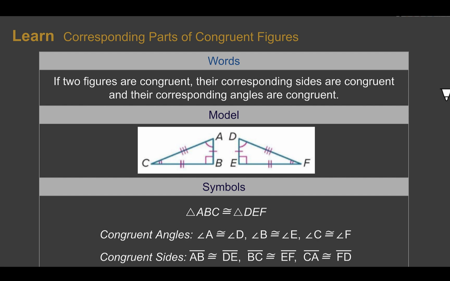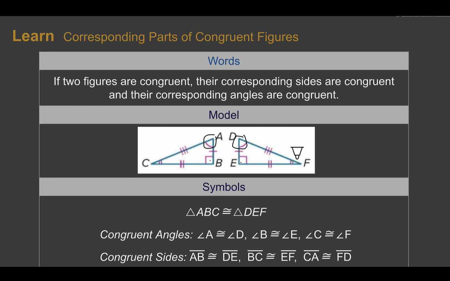Our key concept then is congruence. If 2 figures are congruent, their corresponding sides are congruent and their corresponding angles are congruent. And again, we can see that by using tick marks or by arcs. So in the figure here, angle A would be corresponding to angle D, and they're congruent. They both have 1 arc. Angle B and angle E both have that 90-degree symbol. They are congruent. And C and F.